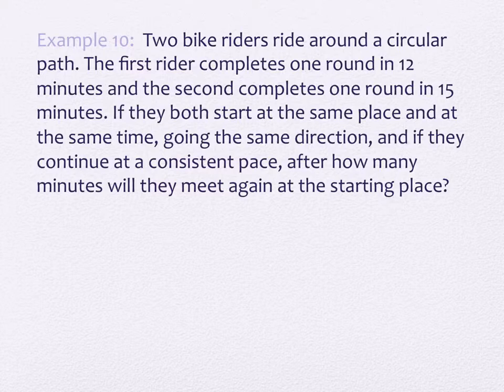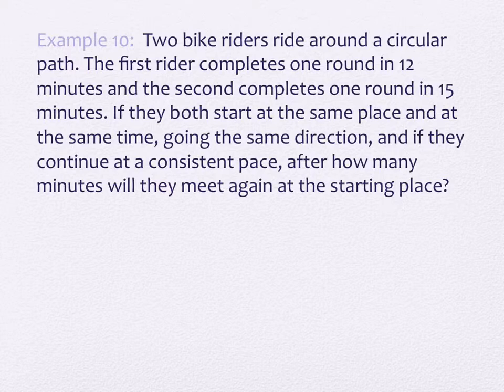What am I looking for? Greatest common divisor or least common multiple? Two bike riders ride around in a circular path. The first rider completes one round in 12 minutes. So imagine like going around a track at the football field or something like that, okay? One of them is able to complete the round in 12 minutes.